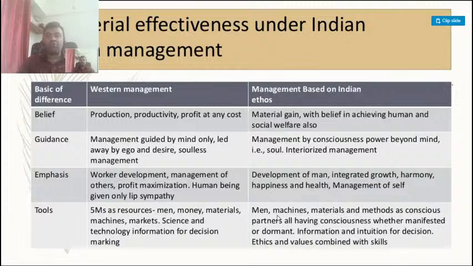space for our emotions. Western management emphasizes worker development, management of others, profit maximization, with the human being given only lip sympathy. See, lip sympathy in the sense they will just talk about sympathy. They never act in a sympathetic way. So in India, we are not only sympathetic, but we are compassionate towards our employees.